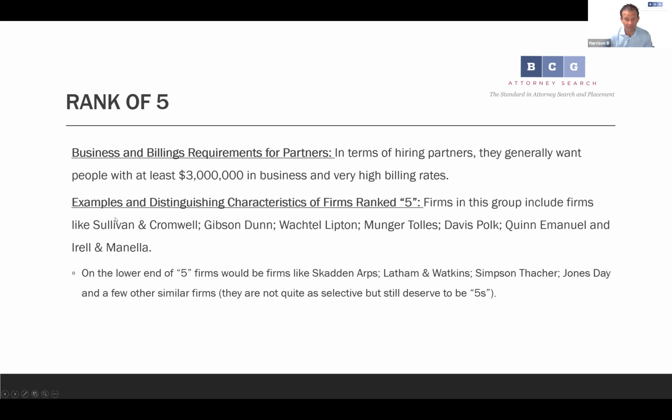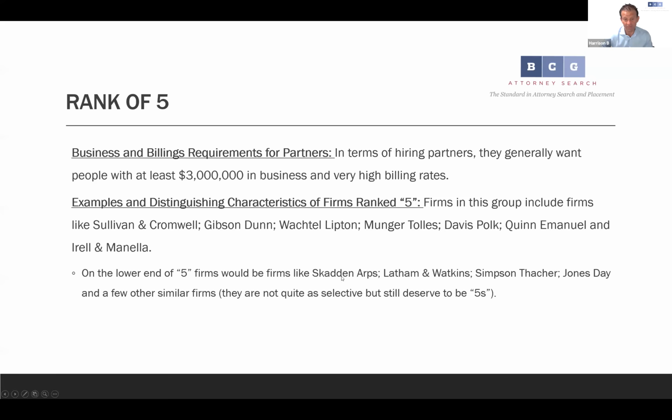Some of these firms would be like Sullivan & Cromwell, Gibson Dunn, Wachtell, Munger Tolles, Davis Polk. Irell would probably fit in there. Quinn, probably. And when a firm gets very big, and Quinn's getting really big, it becomes harder to stay a 5, because they sometimes have to water their brands and their people down a little bit to stay big.